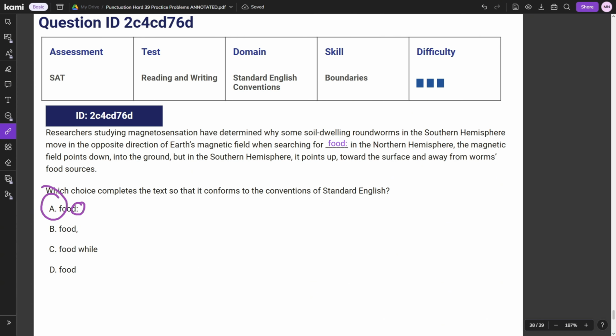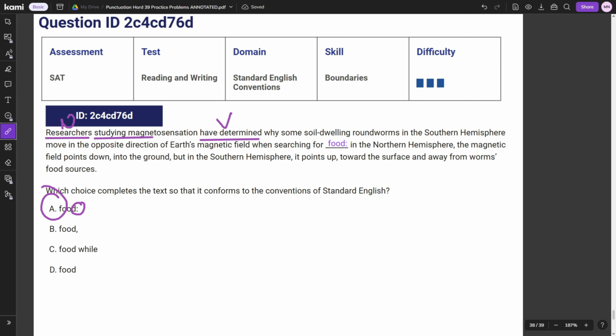Our punctuation here is a colon, which means that everything before it needs to be a complete sense, which means it needs to have a noun and a verb. And then everything after it can be whatever, but usually explanation or list. First up, let's make sure everything before is a complete sense. Researchers, that's going to be our noun. And then have determined is going to be our verb.